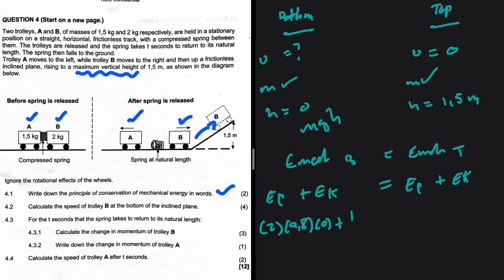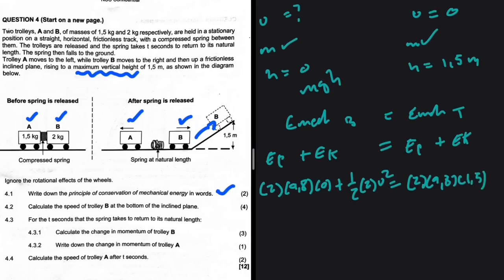What about the kinetic energy? Half, mass is 2, v squared. That's what we're interested in, right? And then at the top, mechanical energy is 2, 9.8, the height is 1.5. But the kinetic energy at the top is actually equal to 0, because we know that at the maximum height, the velocity is 0. So we have 0 squared there. So this gives us 0, 2 divided by 2 is 1.